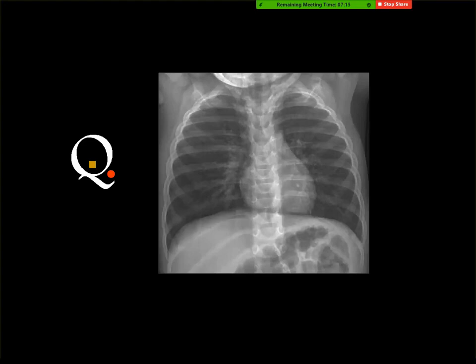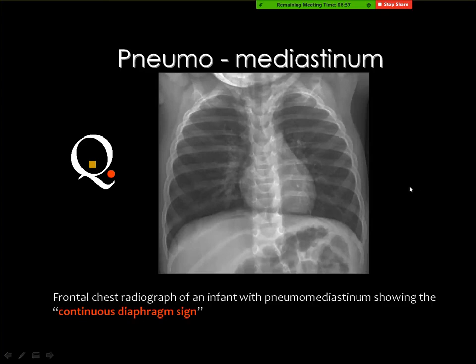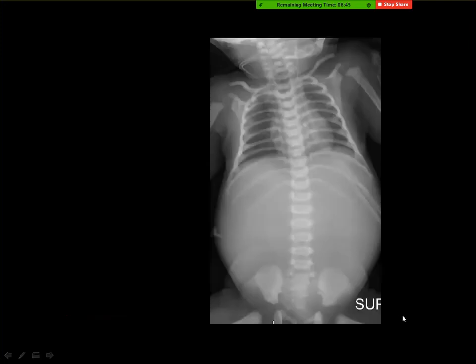Esophageal atresia. No, I didn't hear the answer. Continuous diaphragm sign. Yes, very good. Pneumomediastinum. And the continuous diaphragm sign, you see the whole length of the diaphragm, which is diagnostic of pneumomediastinum. Very good.